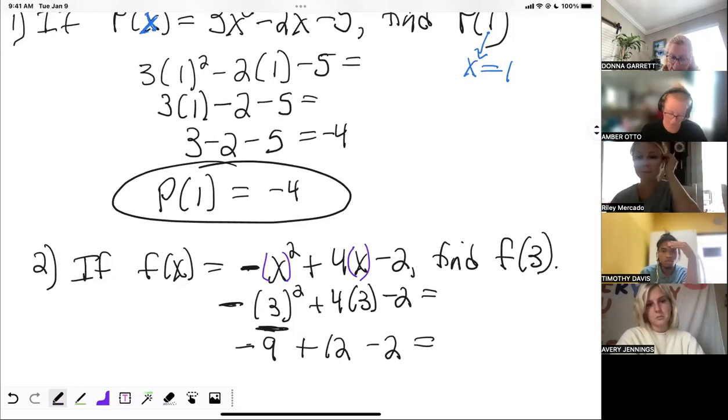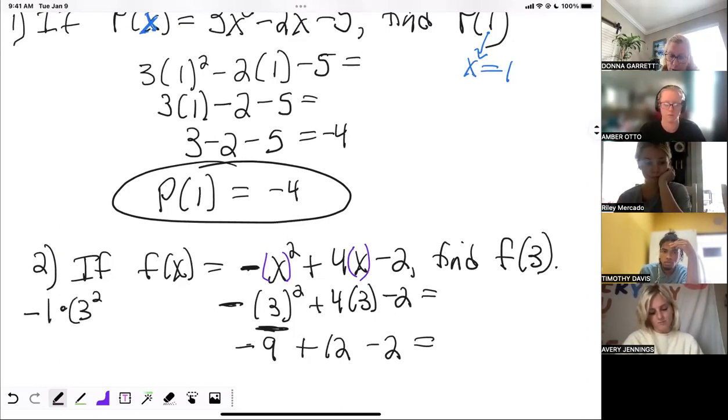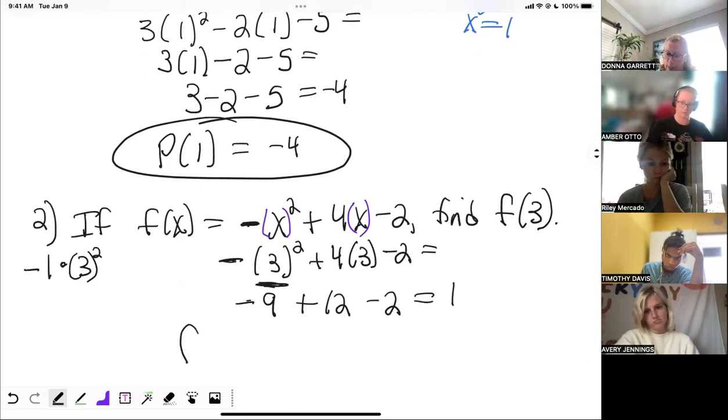Another way to look at it is this. It's really negative 1 times 3 squared. That's what it's doing. They're separate. They're not together. It's not negative 3 squared. Okay, so that would be negative 9 plus 12 is 3, minus 2, 1. So I can write the final answer. F of 3 is equal to 1.